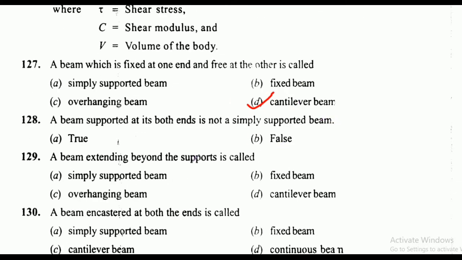Cantilever. Okay. Next is a beam supported at its both ends is not a simply supported beam. Is it true or false? So here, friends, it is false. A beam extending beyond the supports is called. Options are simply supported beam, fixed beam, overhanging beam, cantilever beam. Here, friends, correct answer is option C, that is overhanging beam.